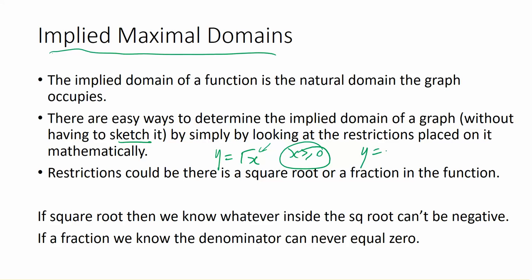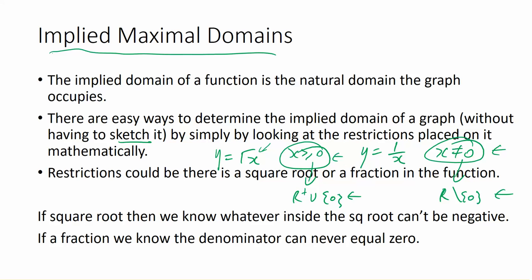Similarly, if I had y equals 1 over x, what's the natural restriction? Well, I know that the denominator cannot equal 0, so x cannot equal 0, so that's the domain. If you want to write that in interval notation, that would be the real positives union the real negatives, which is the reals excluding 0. Now, the book might write it like this, or it might write it like that. So it's really important that you just look at the restrictions in place.